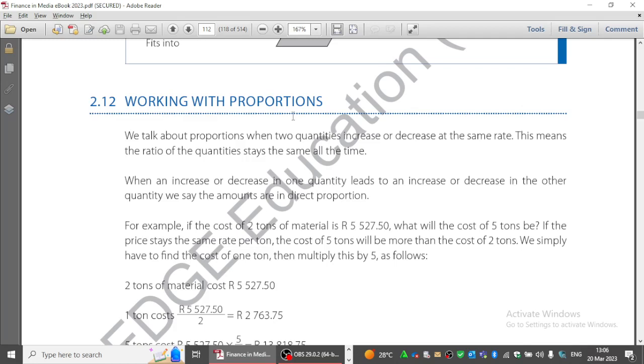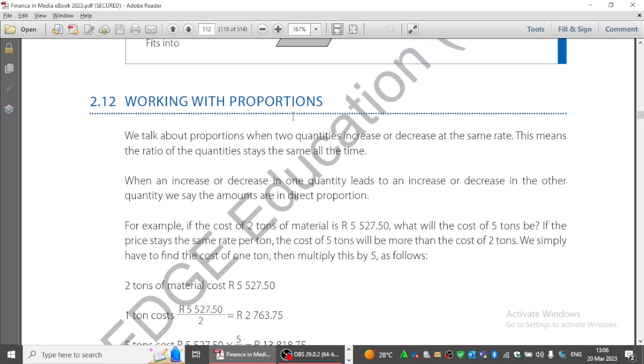Here it says that when you talk about a proportion, two quantities increase or decrease at the same rate, which means the ratio of those quantities stays the same all the time. The example I gave was that a company that employs 3 women will have to employ 2 men. That's what we call proportion. That will become the policy of that company, that for every 3 women that we employ, we have to employ 2 men. That will always remain the ratio within that company.